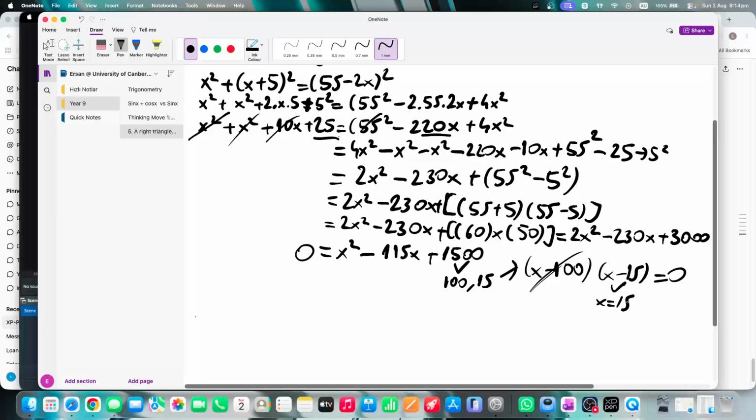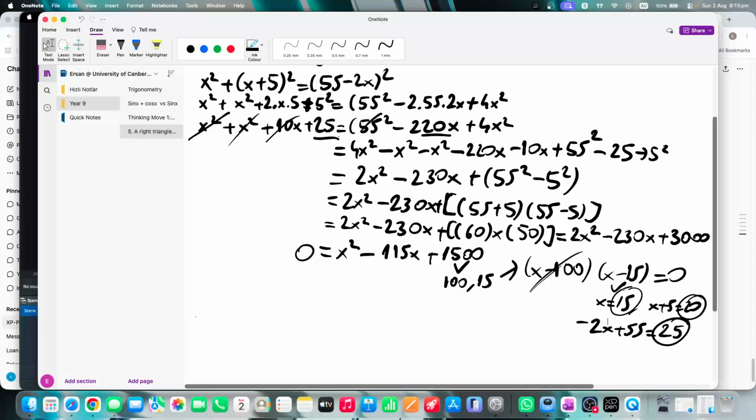X is 15, and then the longer leg, x plus 5, is 20, and my hypotenuse was, what was it, minus 2x plus 55. Then if I just substitute x with 15 here, minus 30 plus 55 is 25. This is my hypotenuse, this is my longer leg, this is my shorter leg.